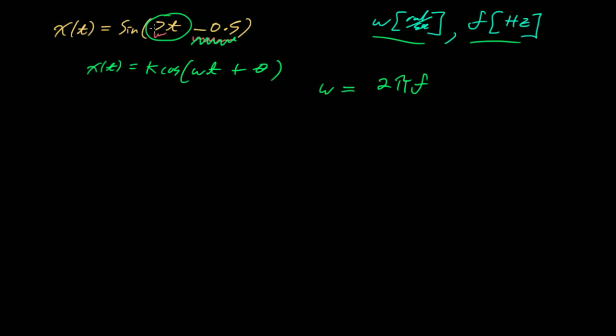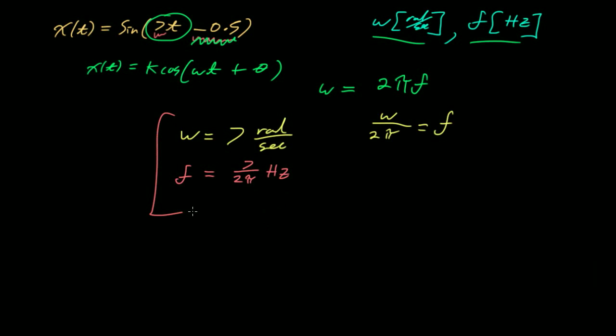Really quickly, just like in the last problem, I can see that my omega is equal to 7 radians per second, because that's the coefficient multiplying the t. It's just 7t here. Now, because I know my omega, from omega equals 2 pi f, I can say that omega divided by 2 pi gives me my frequency. This is the exact same thing we had in the last video, where my frequency is 7 divided by 2 pi hertz. And that's it. That's our answer.